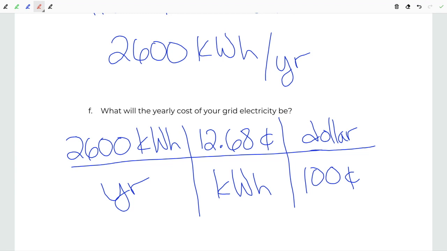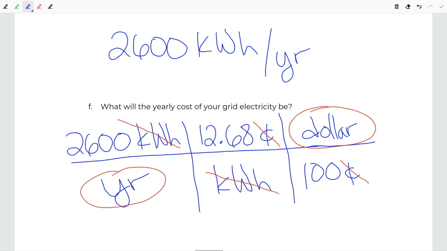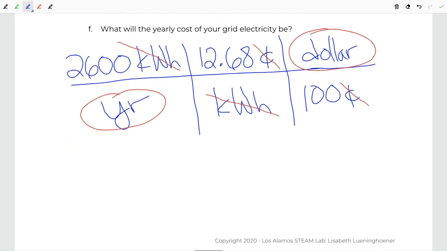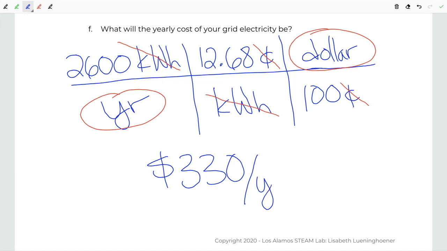We cancel out our units to make sure everything works. So kilowatt hours and kilowatt hours, cents and cents. And what we're left with is dollars per year. So if we multiply across the top and divide by the bottom, it works out with significant figures to $330 on electricity per year.